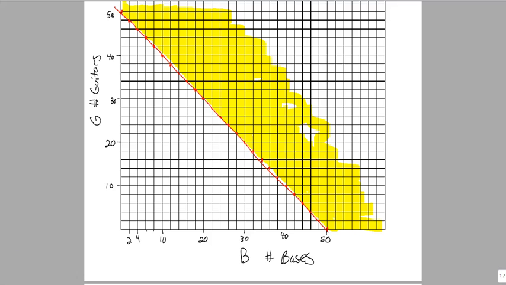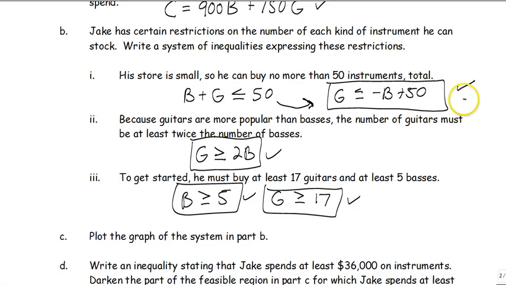All right, let's look at the next equation. Like I said, the red line was this one, so I'm going to box this in red because I used red for it. The next inequality, I'll use blue. G has to be greater than or equal to 2B.